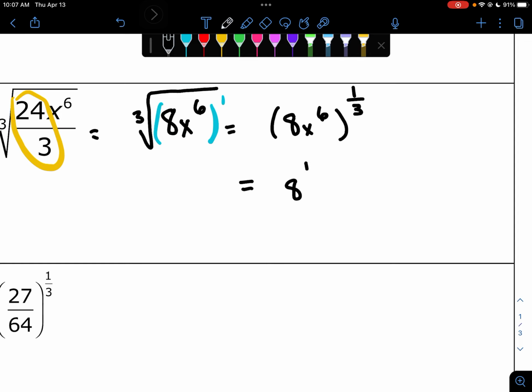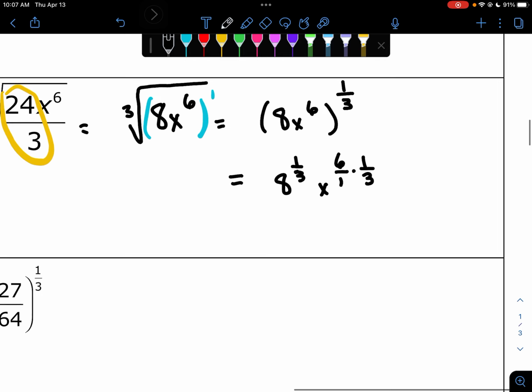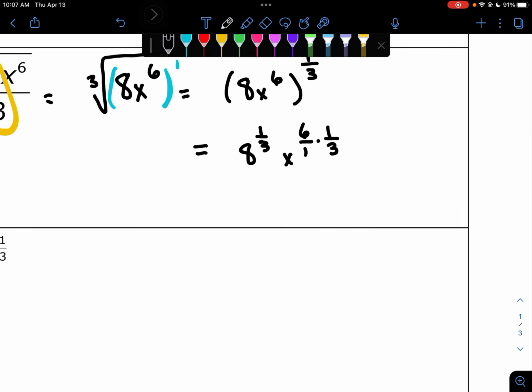So then we have 8 to the 1/3 and x to the 6th times 1/3. I multiply the exponents since I have a power to a power. 8 to the 1/3 is the cube root of 8, which is 2. And then x to the 6th times 1/3. I multiply across and I get x to the 6/3, which reduces to x squared. And that is my final answer.